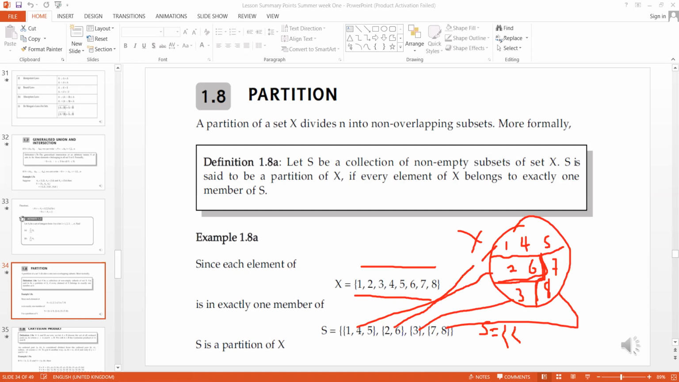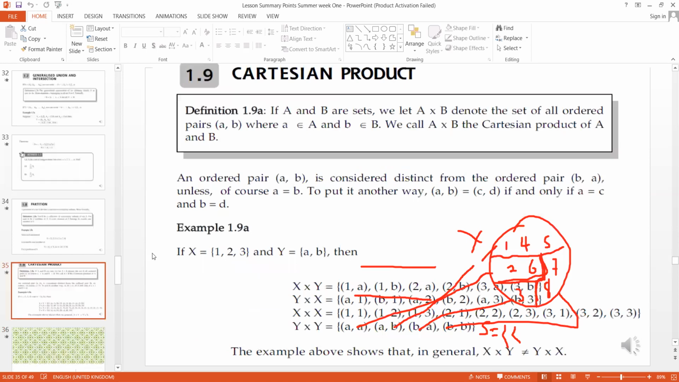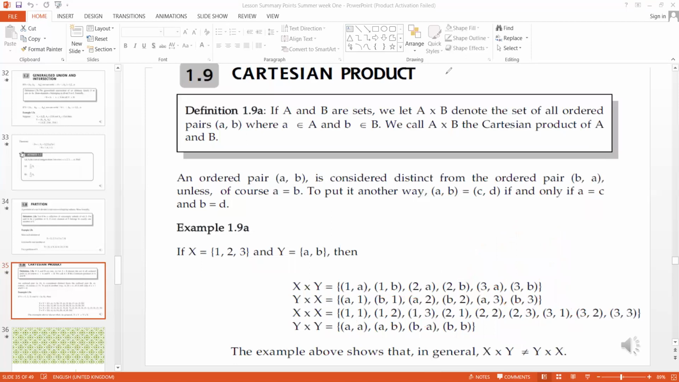Okay, then finally we go to the concept of Cartesian products. A Cartesian product is a set of ordered pairs (A, B) of A Cartesian B.